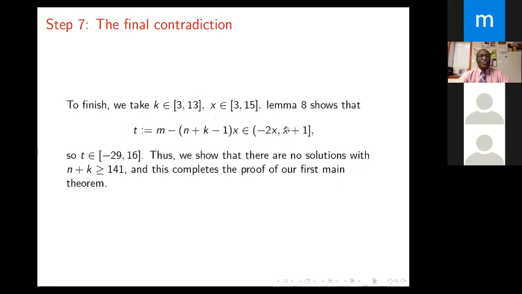And we use one of the lemmas that we have to put a condition that can help us to deal with the values easily. And we see that the t that we set here is between negative 29 and 16, and will help us to run a program quickly and complete the proof of the theorem. So that is the end of the proof of the main result, the first main result.